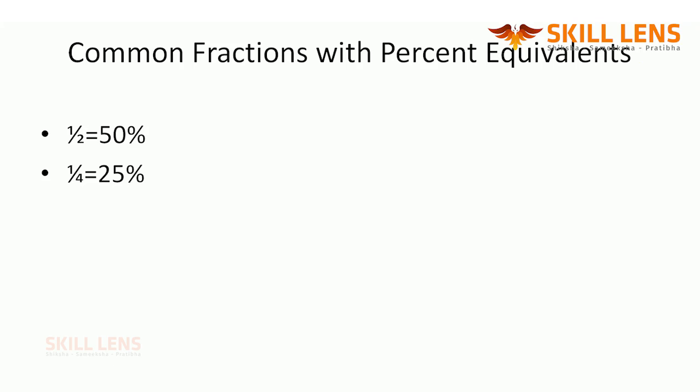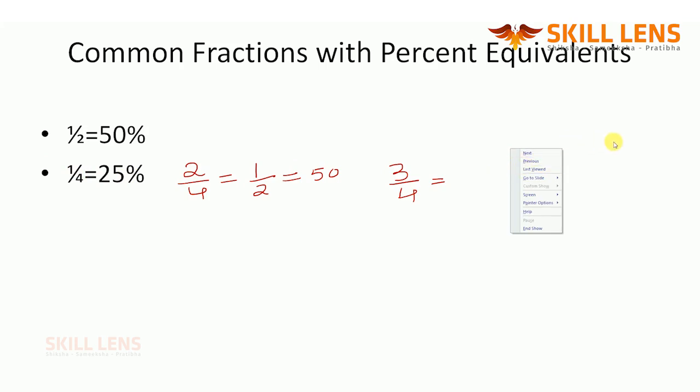This is where you have to understand. Then don't calculate 2 by 4. Why? 2 by 4 is already known. 2 by 4 is nothing but 1 by 2. What is 1 by 2? 50%. Then you have to concentrate on 3 by 4. What is 3 by 4? It's very simple. 1 by 4 is 25%. Then 3 by 4. Please understand, this is very, very important.